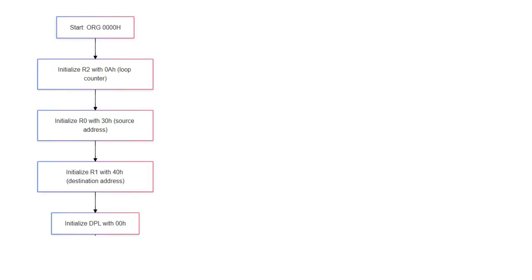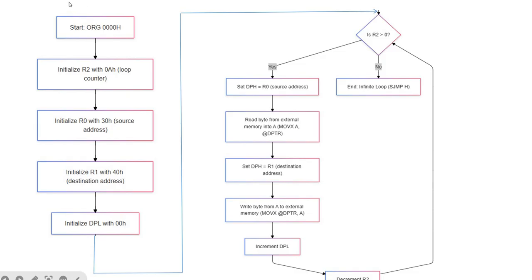So this is the flowchart. Here we will start with the instruction ORG 00H. So here it will set the origin. Then we have to initialize R2 with 0AH, that is the loop counter. Once that is done, we'll initialize R0 with 30H, that is the source address. Then initialize R1 with 40H, that is the destination address, which will be later for 4000H. Then initialize DPL with 00. Once this is done, we will enter a loop here.